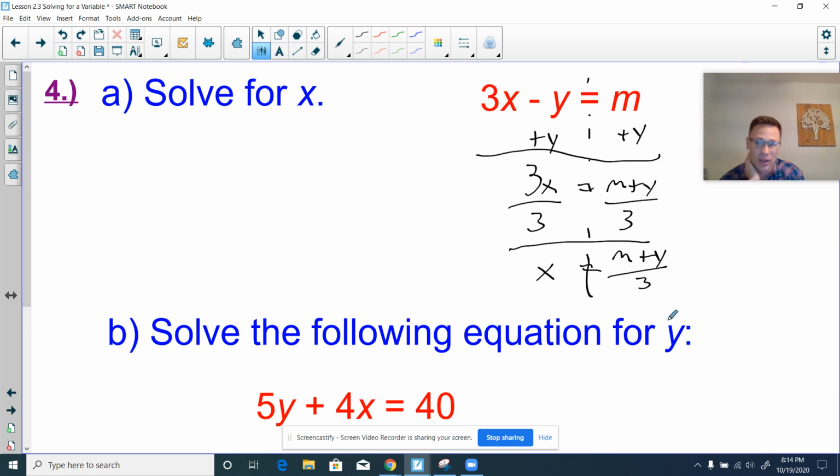Now, I have nothing to simplify here. Nothing at all. Okay? So that's as far as I can go. And again, I don't get x equals a number. I get x equals an expression. And that's okay.